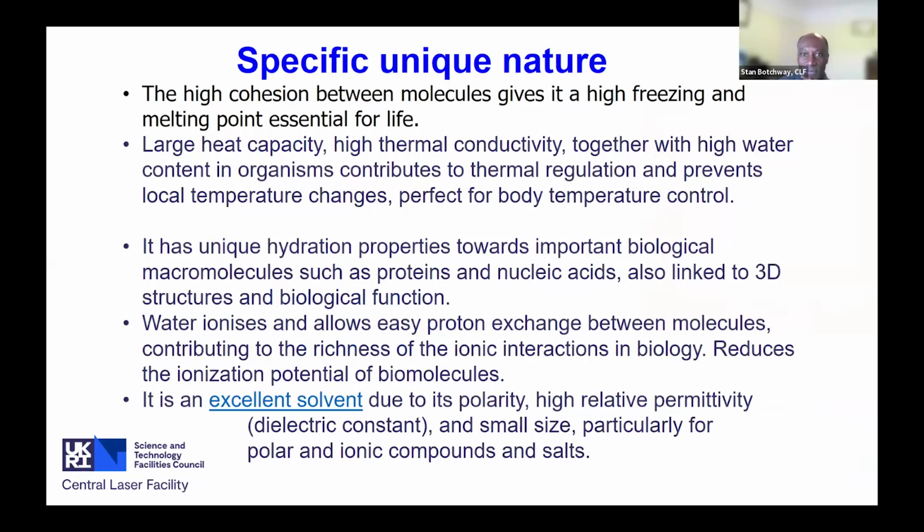There are, of course, specific natures of water: the high cohesion between molecules that gives it high freezing and melting points, which is essential for life. Large heat capacity and high thermal conductivity, together with high water content in organisms, contribute to thermal regulation and prevent local temperature changes and fluctuations, obviously perfect for body temperature control in organisms. It has unique hydration properties towards important biological macromolecules such as proteins and nucleic acids. It also gives these molecules their hydrodynamic properties, their structure and function. Water ionizes and allows easy proton exchange between molecules, contributing to the richness of the ionic interactions in biology, essential again for life.